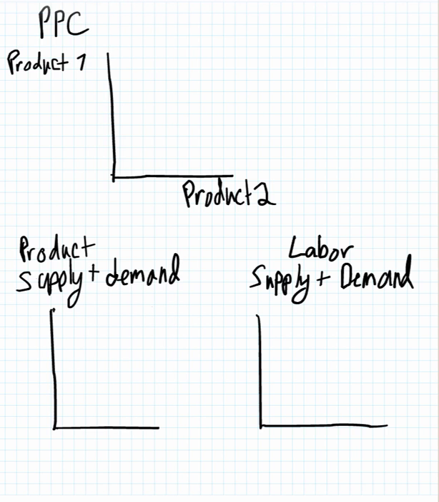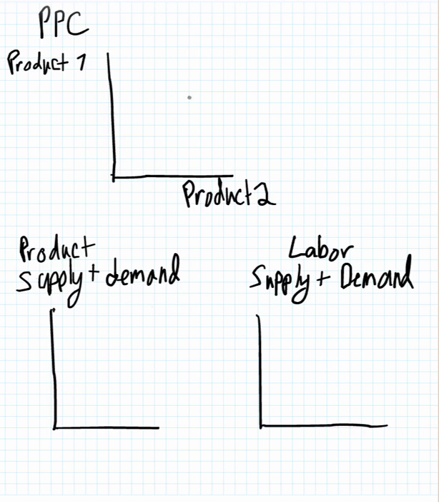I'm going to take a few moments to clarify some confusion that sometimes happens between some of the graphing. I've listed here the PPC, the production possibilities curve, the product supply and demand curve, and the labor supply and demand curve, in case you can't quite read my handwriting there. The production possibility curve has to do with the production of two products. There's no price involved or anything like that.